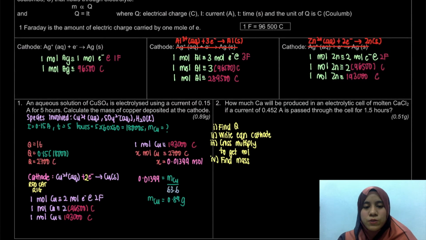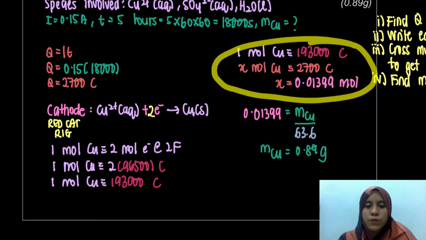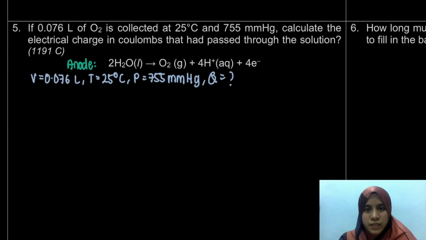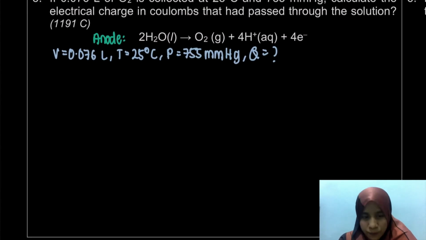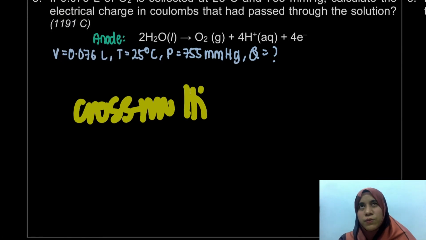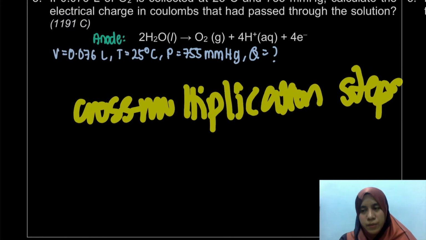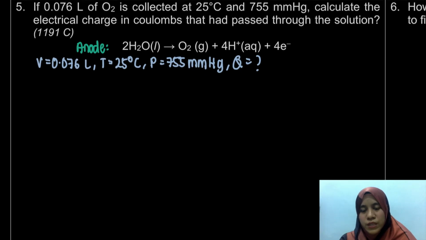So from here, actually, we will do it like this. We have to do the cross multiplication. So we have to find the number of mole. Okay, so before we do the cross multiplication, step two, first thing first, we have to compare from that equation how many coulomb, the theoretical value for the coulomb.